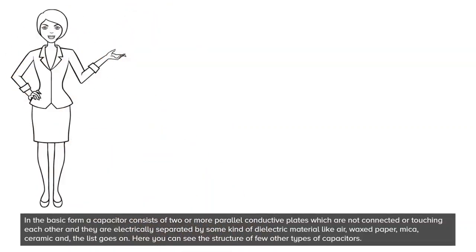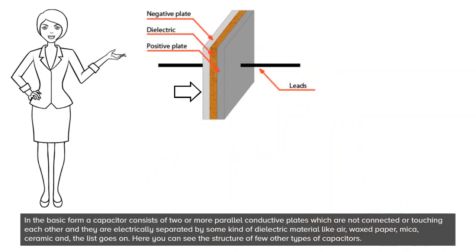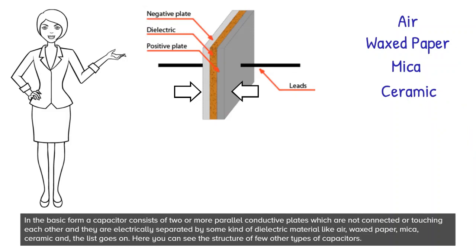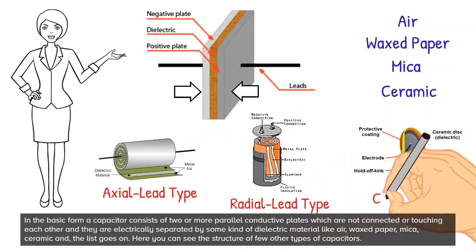In the basic form, a capacitor consists of two or more parallel conductive plates, which are not connected or touching each other, and they are electrically separated by some kind of dielectric material, like air, wax paper, mica, ceramic, and the list goes on. Here you can see the structure of a few other types of capacitors.